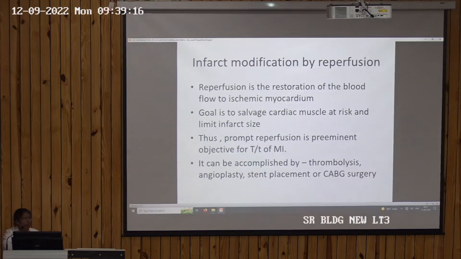Now, what are the various methods by which it can be done? It can be done by thrombolysis, by administering medicines which will cause thrombolysis of the thrombus which is blocking the lumen. It can be done by angioplasty, then angioplasty with stent placement, or it can be done by open surgery of coronary artery bypass graft surgery.